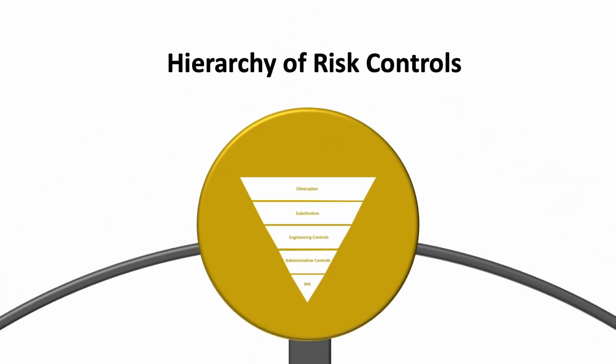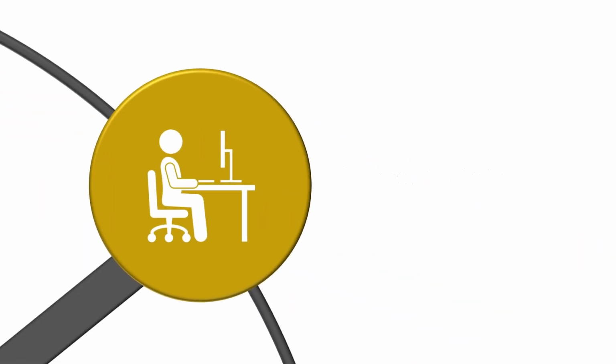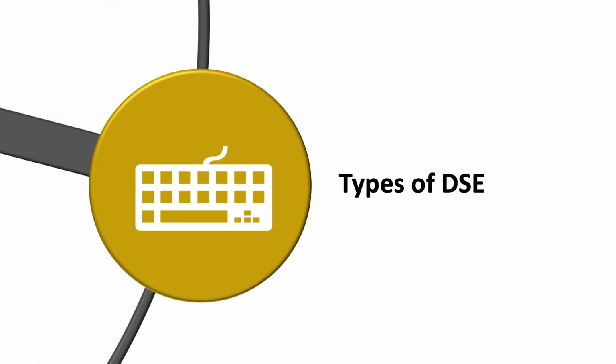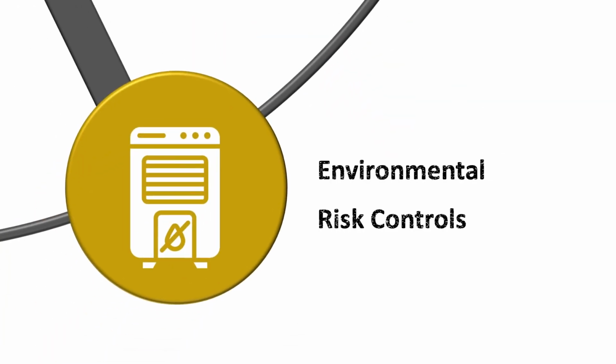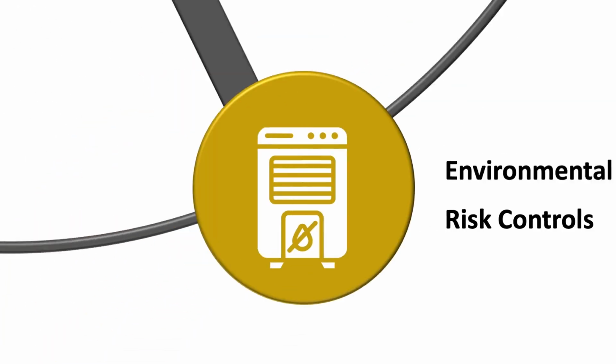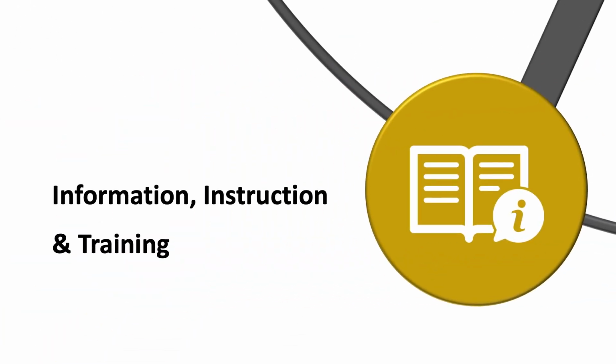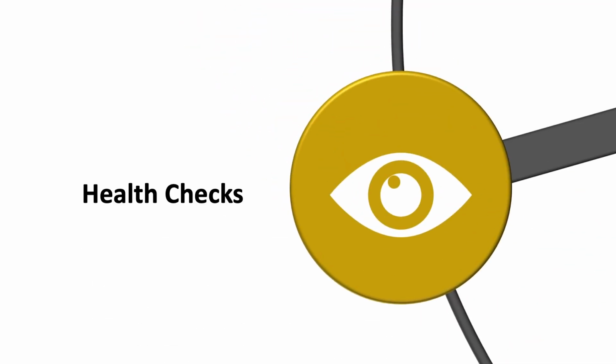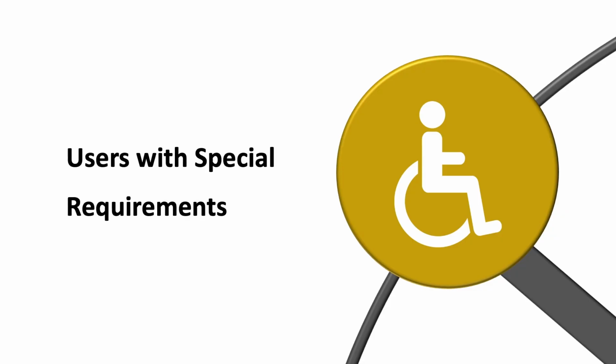Hierarchy of risk controls. DSE suitability. Types of DSE. Environmental risk controls. Information, instruction and training. Health checks. And users with special requirements.